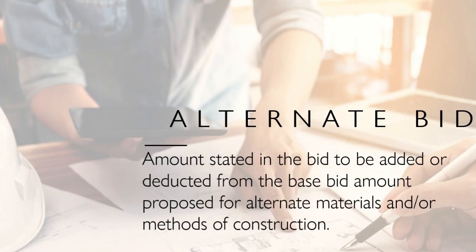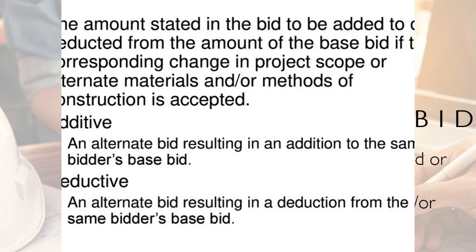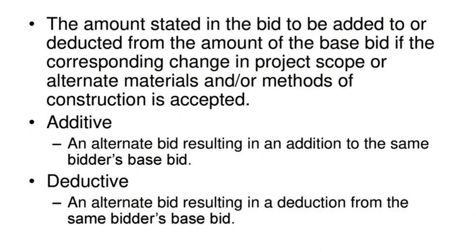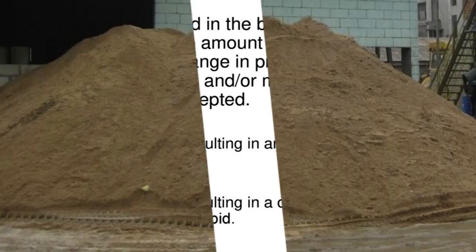Question 4. What do you understand by alternate bid? Answer. Alternate bid is the amount stated to be deducted or added from the base bid amount. The alternate bid is used when there is a use of alternate materials or methods of construction.